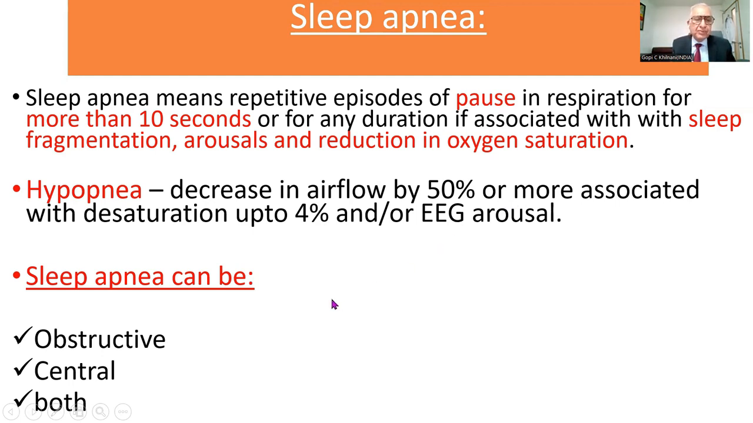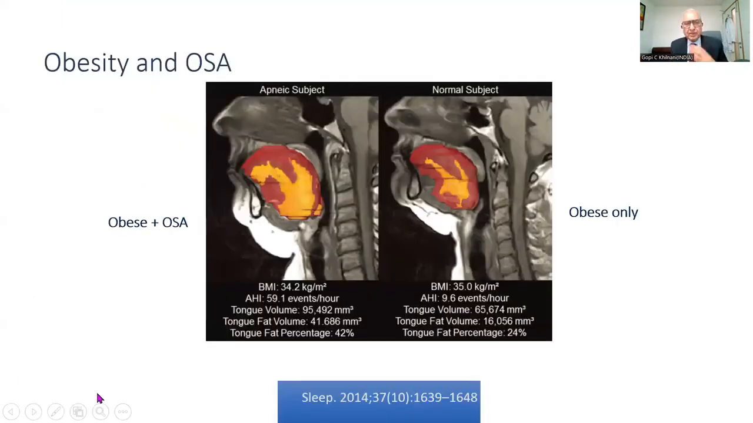If you combine both, that is called the apnea hypopnea index, and that is the index used for narrating the severity. So sleep apnea can be obstructive, can be central, or what we call OHS. We will not be discussing central sleep apnea, which is a neurological condition, or it can be both. So what happens in obesity? As I said, all obese persons do not have sleep apnea.